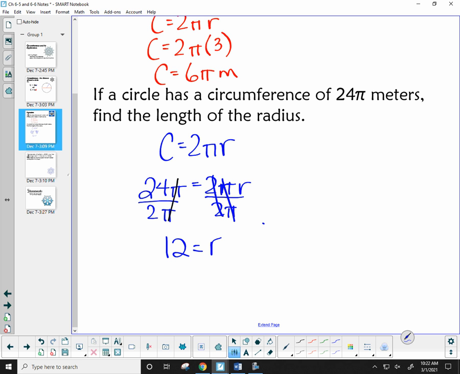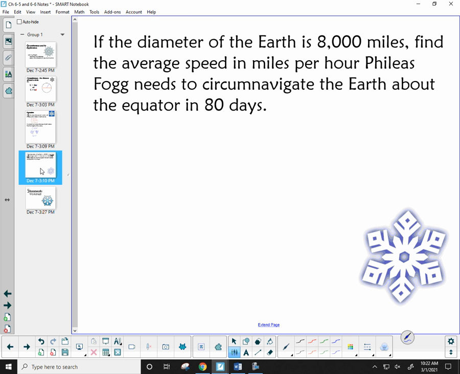All right, I just want to do one story problem with you, and then you'll have the rest of the time to work on your homework. It says, if the diameter of the Earth is 8,000 miles, find the average speed in miles per hour that Phileas Fogg needs to circumnavigate the Earth about the equator in 80 days. All right, so we want to ultimately find miles per hour, right? So he's going to go around the equator. We want to know miles per hour.